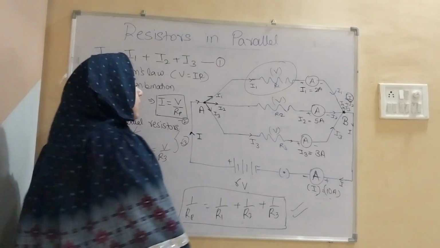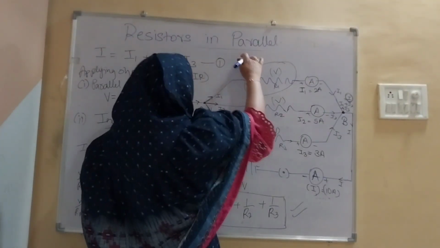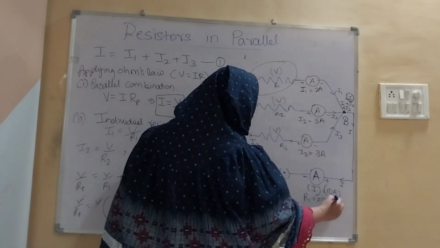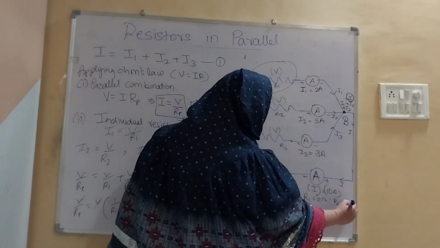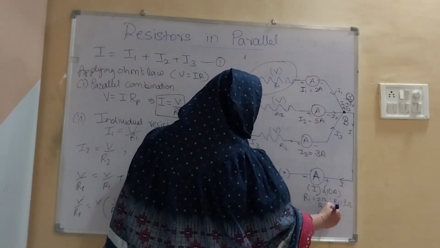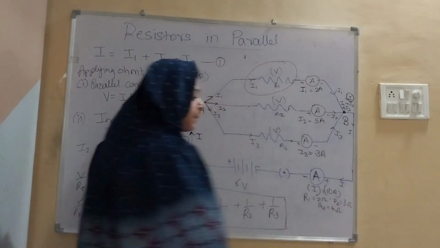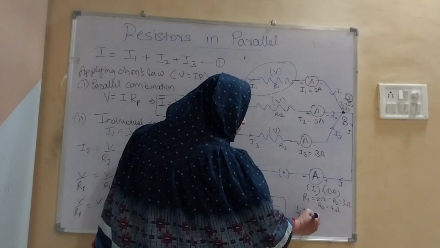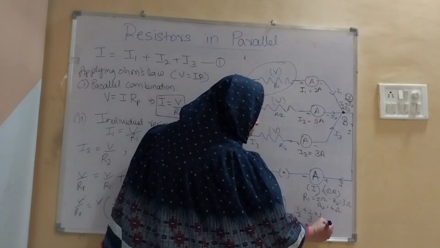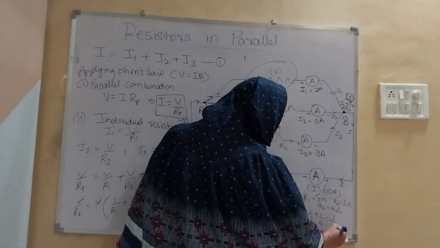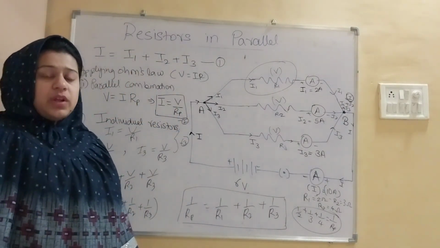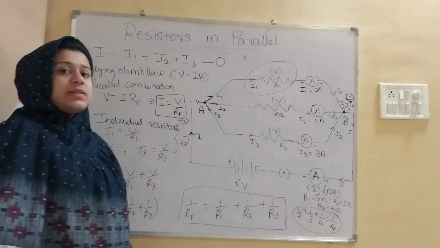ठीक है, मतलब अगर say R1 is 2 ohm, R2 is 3 ohm and R3 is 4 ohm for example. So total resistance क्या होगा? 1 upon 2 plus 1 upon 3 plus 1 upon 4 is equal to 1 upon Rp. This is the way to calculate the total resistance or equivalent resistance.